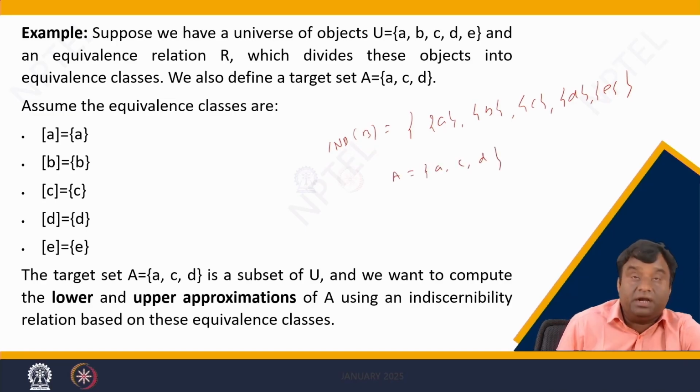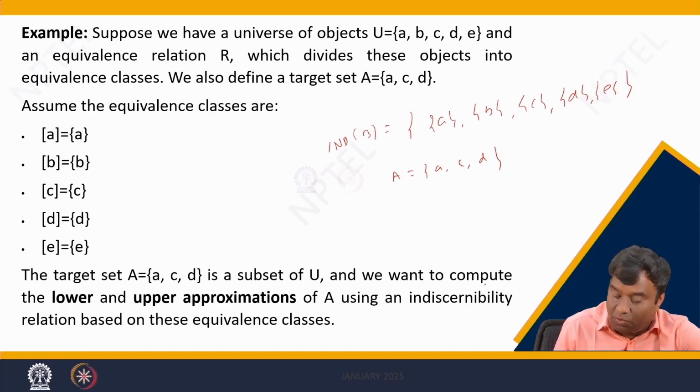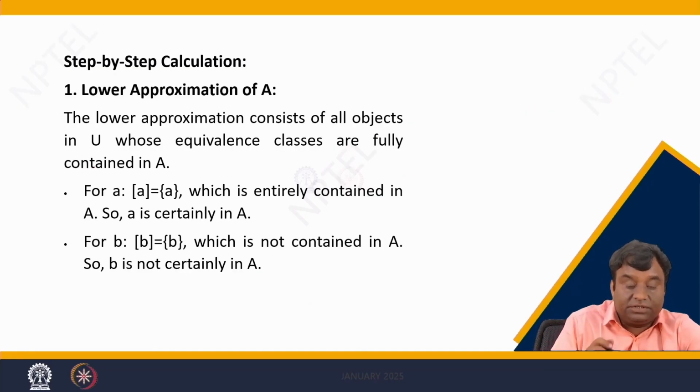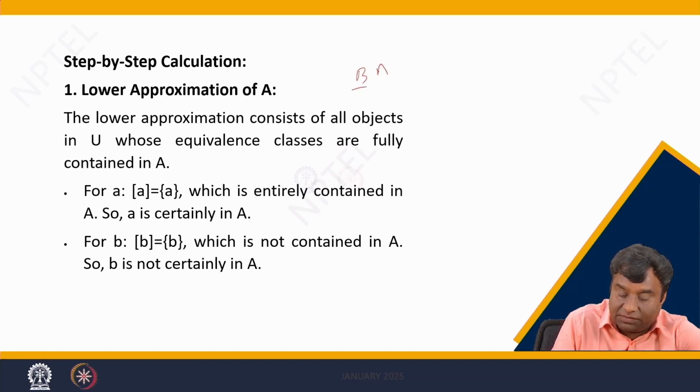So try to find the lower and upper approximations. The target set A, C, D is a subset of U. As you know, the target set must be a subset of U. We want to compute the lower and upper approximations of A using an indiscernibility relation based on these equivalence classes. So step by step calculations. First we try to find the lower approximation of A.